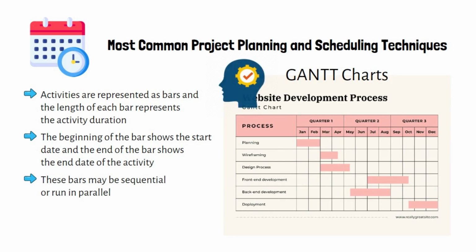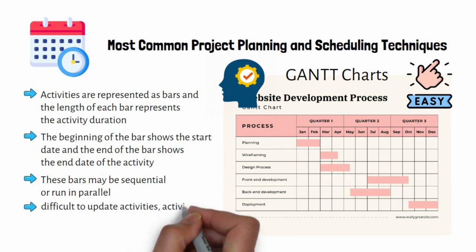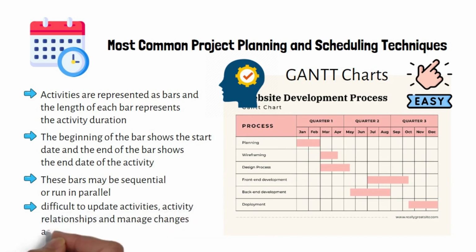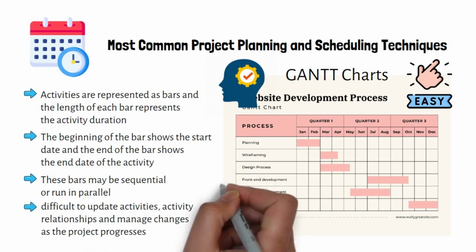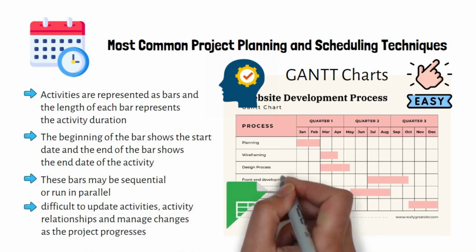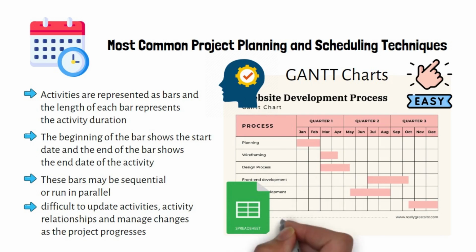Gantt charts are simple tools, therefore, project teams and stakeholders can easily understand the plan and manage their projects with the help of them. Gantt chart is the most frequently used scheduling technique because of its simplicity. However, without using software it is difficult to update activities, activity relationships, and manage changes as the project progresses. Everybody can create a Gantt chart and insert activities even with the help of a spreadsheet.